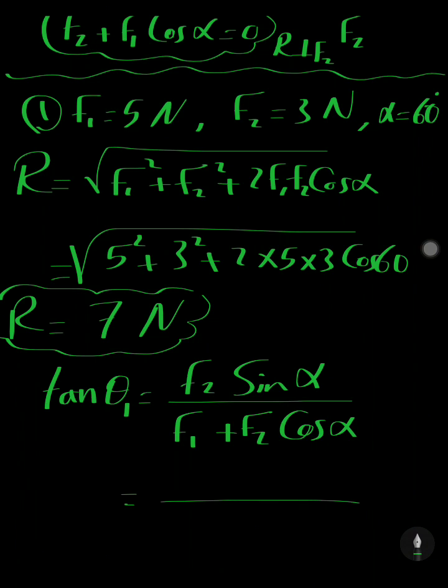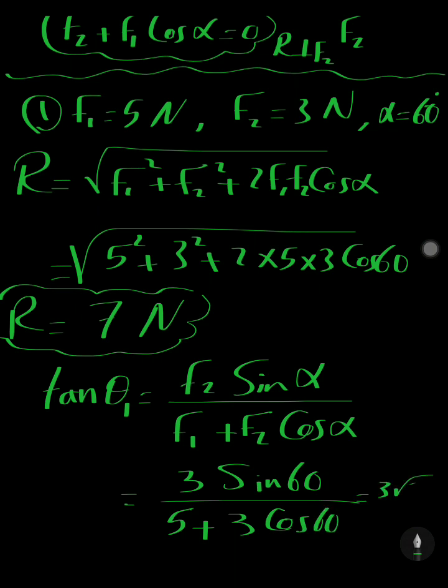Now substitute F2 equals 3, sine alpha, 60, F1 is 5 plus 3 cosine 60. The result is 3 root 3 over 13. This is tan theta 1. To find theta 1, we do shift tan of 3 root 3 over 13. Theta 1 will be 21 degrees and 47 minutes.